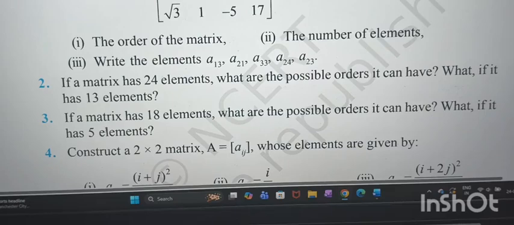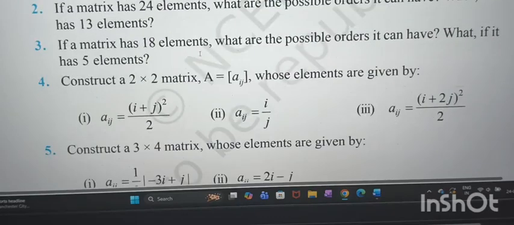So whenever they tell you that these many elements are there and ask for the possible orders, you just have to write the factors in different possible orders. Or if they simply ask the number of elements, you will know the order, and you can simply multiply. So these are the two ways they can ask the questions. Now, they're asking us to construct a 2 cross 2 matrix where this is the general representation they have given, and they have told what it should be equal to. Because they're asking for a 2 cross 2 matrix, we can write it in this manner.